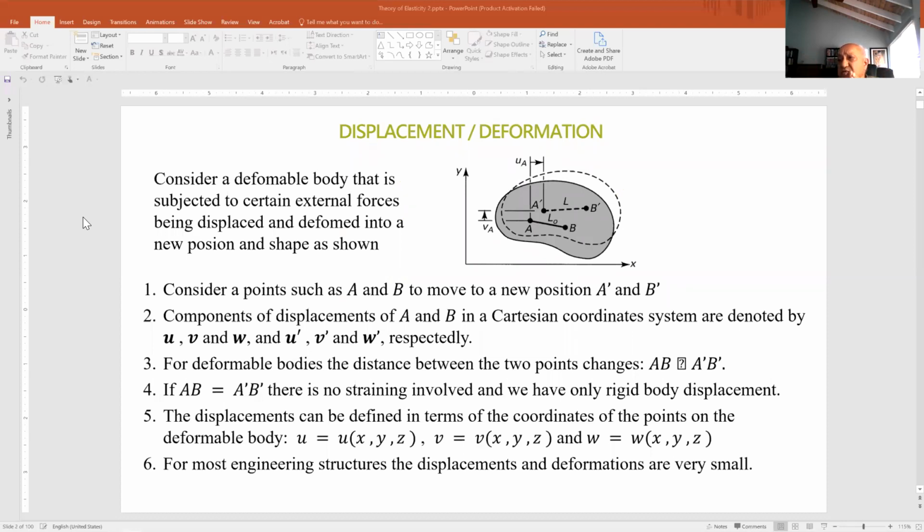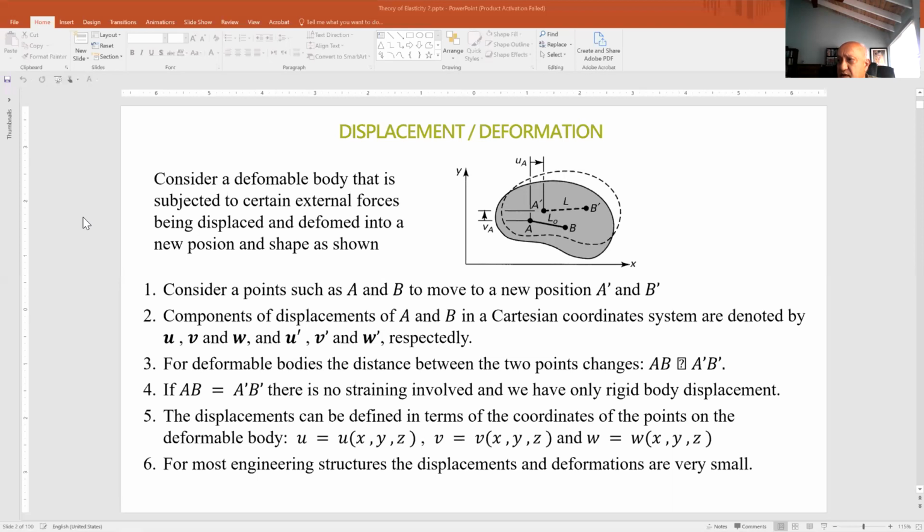Generally, let us consider a deformable body as shown here, which is subjected to some external loads, and consequently points in that object would be displaced to a new position, and the body itself would deform from an initial shape to a new shape. Consider a point such as point A on the body and a point B as well on the body. Connecting these 2 points, it will be a straight line AB.